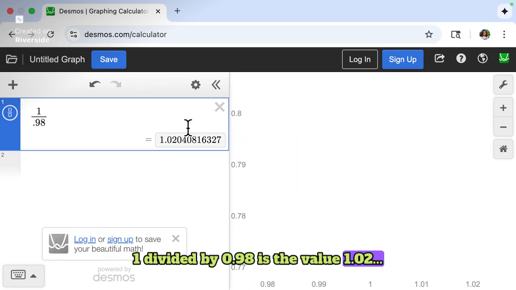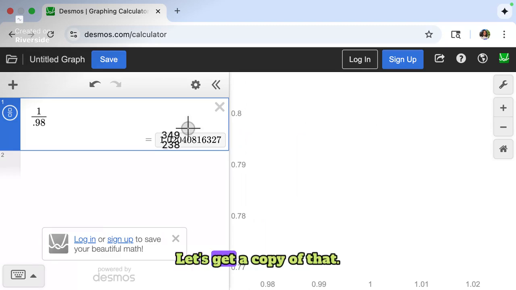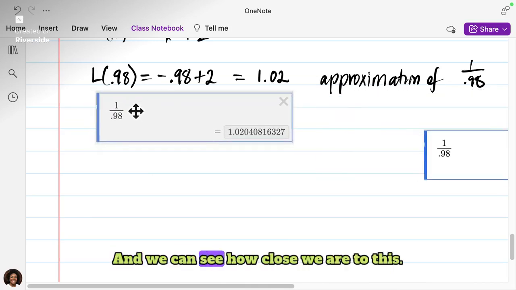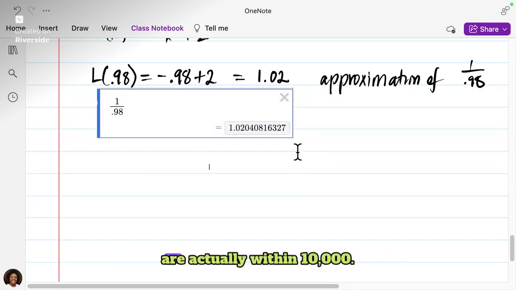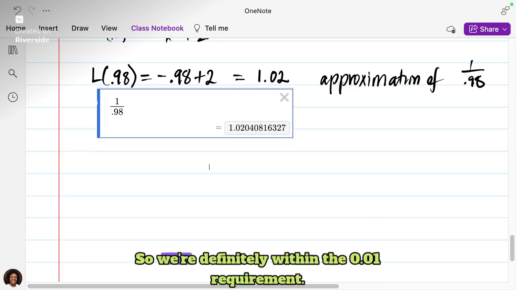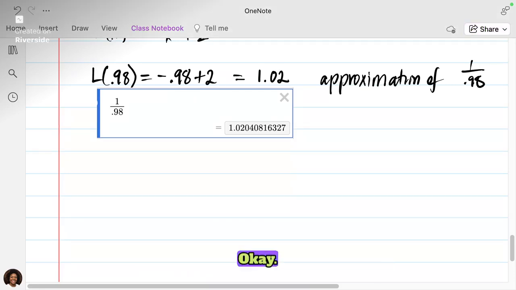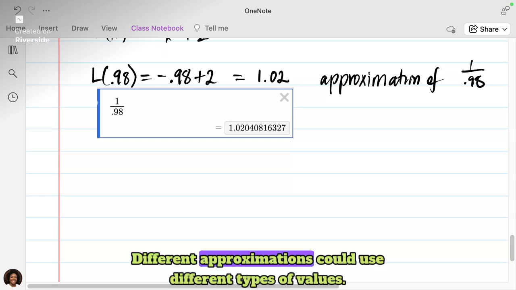1.02... Let's get a copy of that. There we go. And we can see how close we are to this. We are actually within 1 over 10,000, so we're definitely within the 0.01 requirement. Okay. Different approximations could use different types of values.